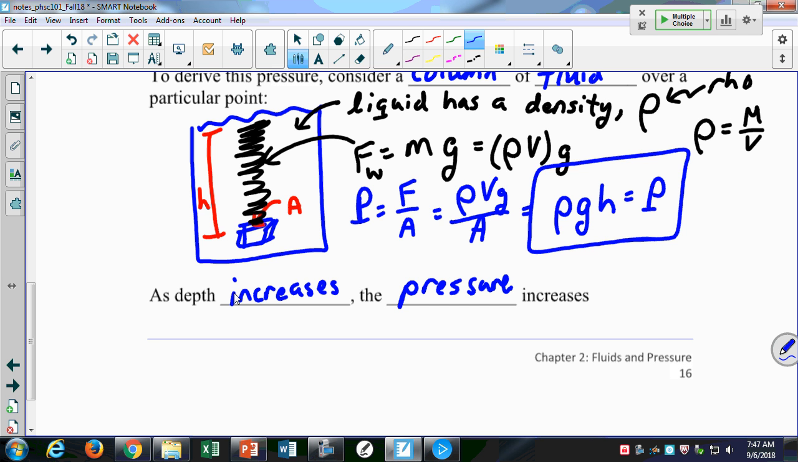So the bottle that they used in that video had something in it. It was just a gas. And gases are compressible. Right, so as the depth increases, the pressure increases, and we see that here in this formula.